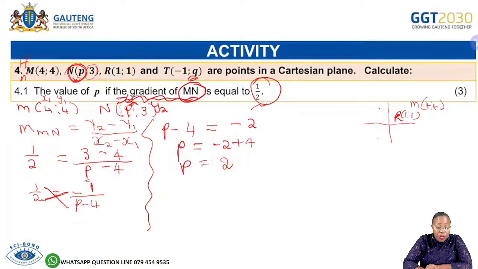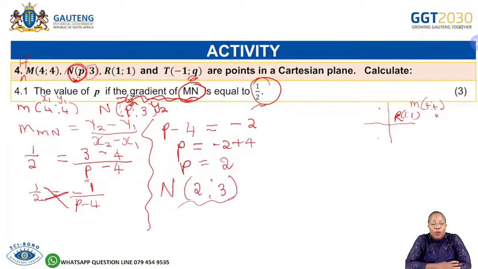Can you see now? The actual coordinates of P are 2 and 3. That means it also lies on the first quadrant because both x and y values are positive. So that is how you calculate the unknowns from the given information.